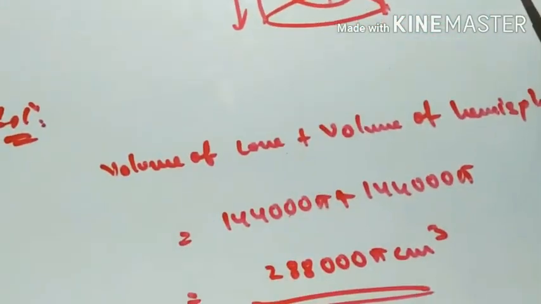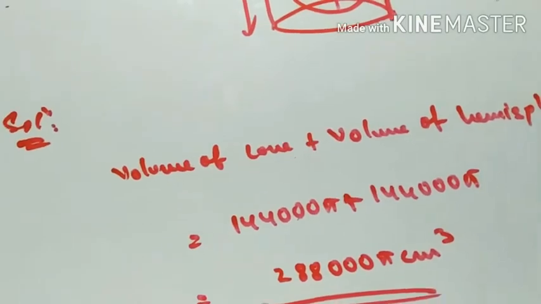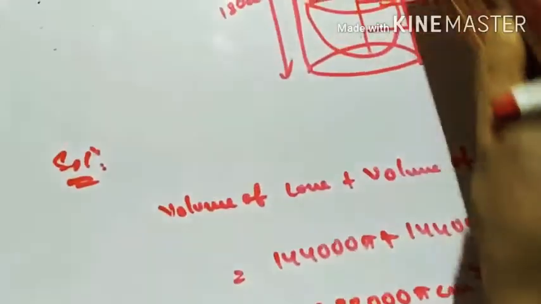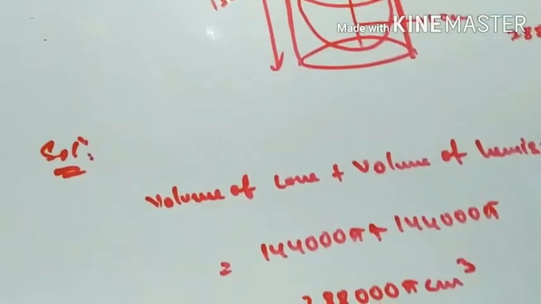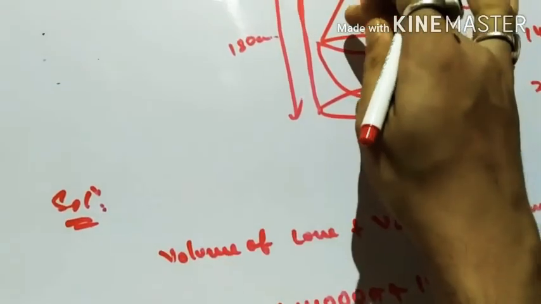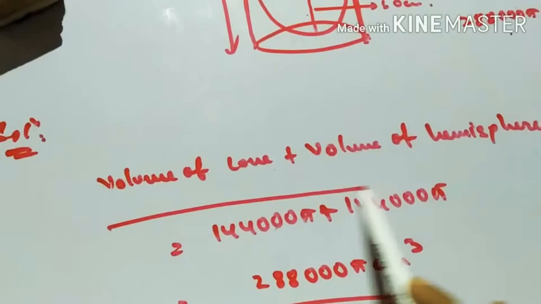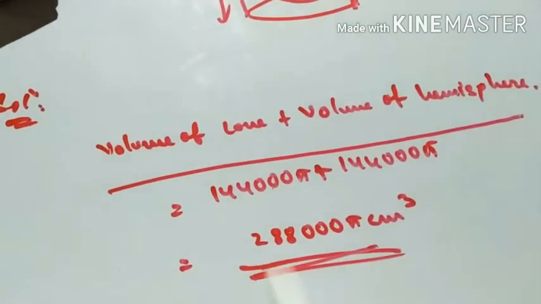Now I will have to find the volume of the cylinder. The total volume of the cone and the hemisphere I got, it is this much. Now I will have to find the volume of the cylinder.